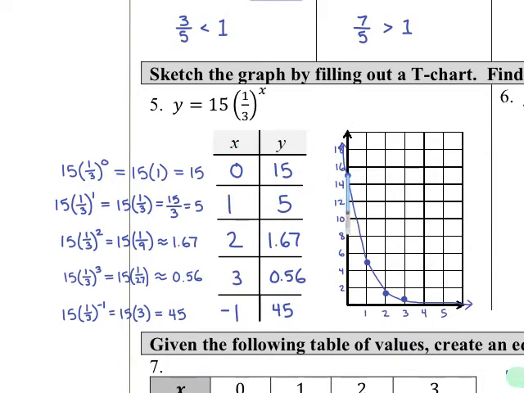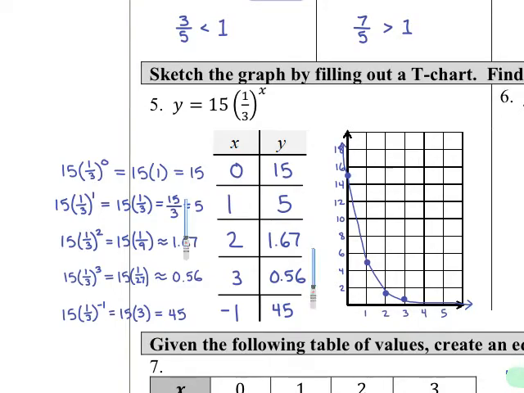0, 15 is right here, 1, 5, 2 and 1.67. Remember, I'm just trying to get that close. I know it's not going to be perfect. I'm not expecting perfection from you either. Just try and get it pretty much where you think it's supposed to go. And if you do it right, all these points should form a nice exponential curve like that. And if it's a decay function, it's always going to be getting closer to 0. But of course, it's never quite going to hit 0.